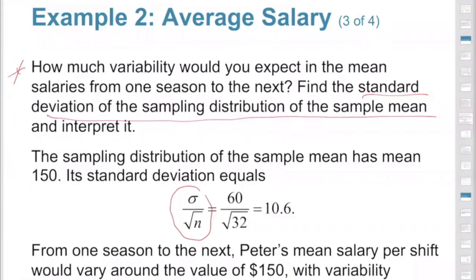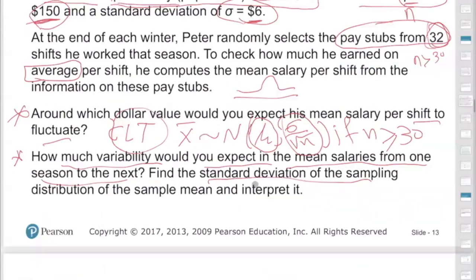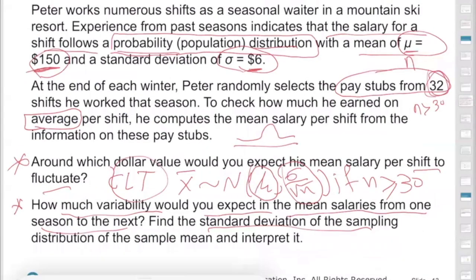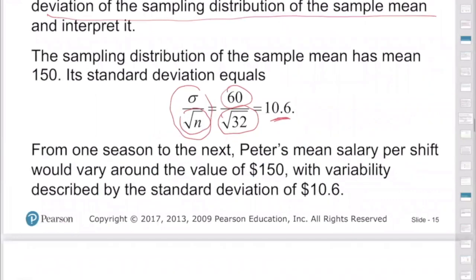So all you need is to divide 6 by the square root of 32. Don't forget the square root down there. So it's $1.06. Actually, let me adjust this: let the standard deviation here be equal to 60, because I don't want to change the value there. So it's $60, so the standard deviation sigma is 60. Now 60 divided by square root of 32 is 10.6, okay? So this is the standard deviation of the sample mean in this case.